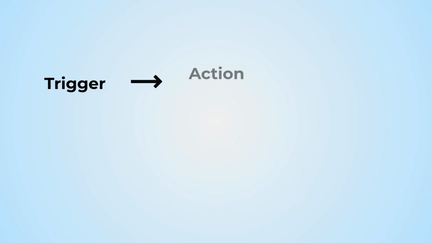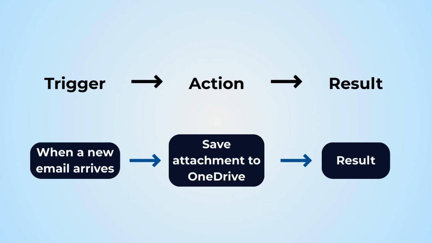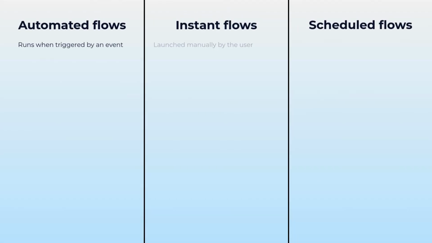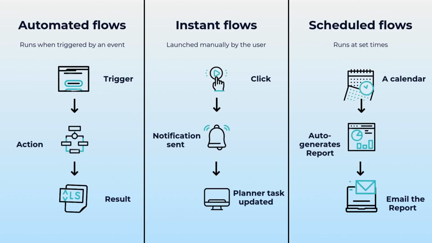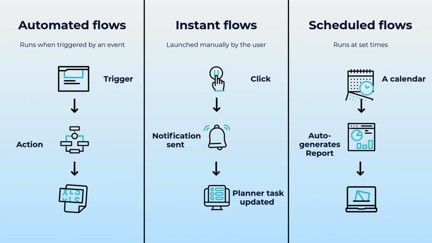You don't need to write any code. Just pick a trigger, like receiving an email, and choose the action, like sending a Teams notification or saving a file. There are three main types of flows: automated flows, triggered by events; instant flows, which you launch manually; and scheduled flows, which run at specific times.